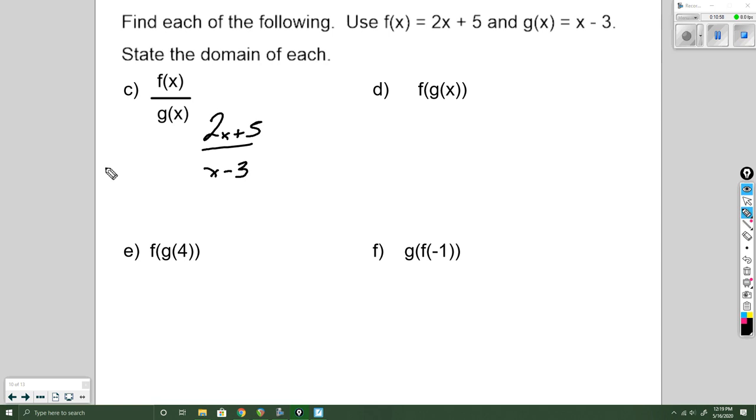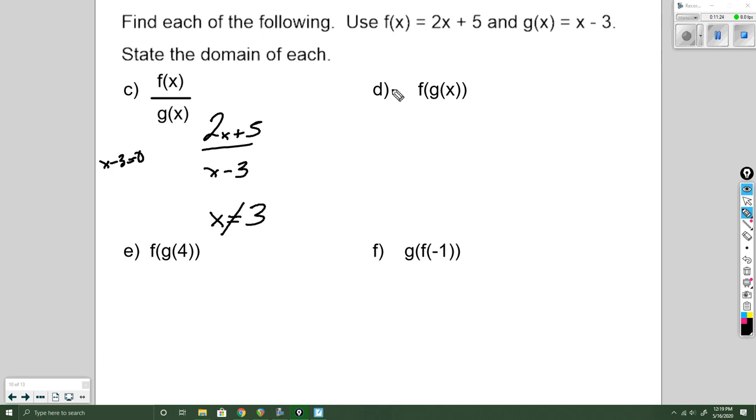All we have to do is set the denominator equal to 0 and solve, and we get x equals 3. That's the value for which this function is undefined, so x can't equal 3. It can be any other real number, just not 3. If we look at part D, now we have our composition.